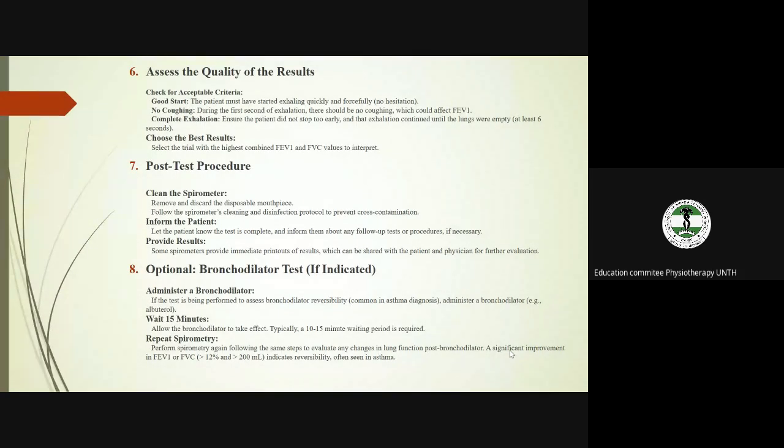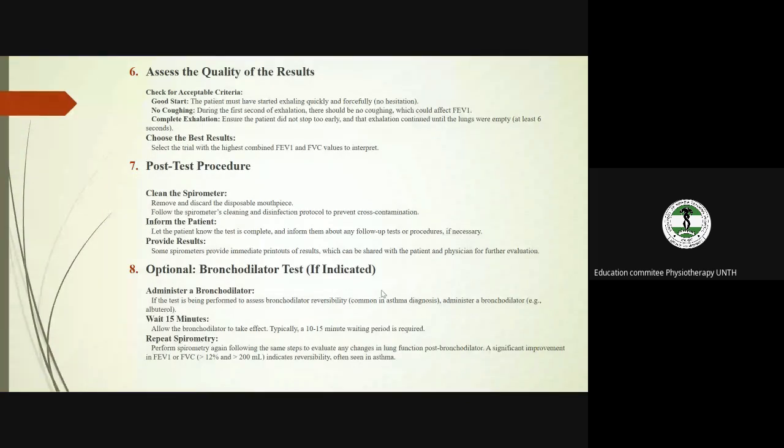Then administer bronchodilator if indicated. If you want to do post spirometry, it depends on what the doctor wants, what your therapist wants. If you want to do post, then you can administer your bronchodilator inhaler to the patient. Then tell the patient to wait for 15 minutes. Then you repeat your spirometry. Perform spirometry again, following the same steps to evaluate any change in lung function.